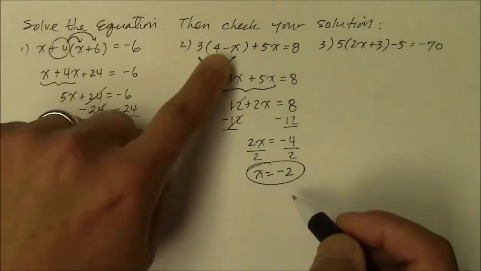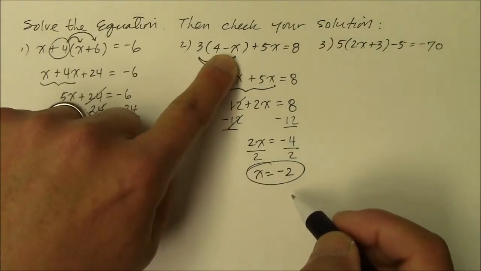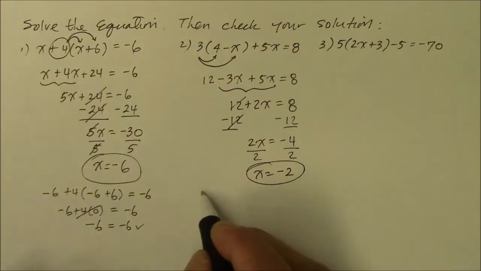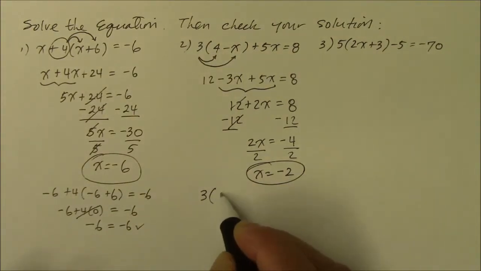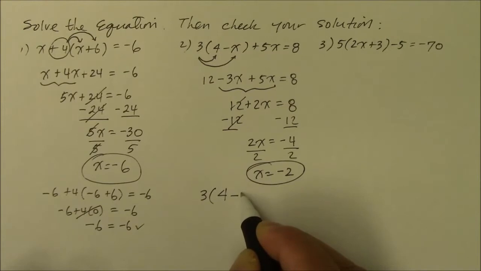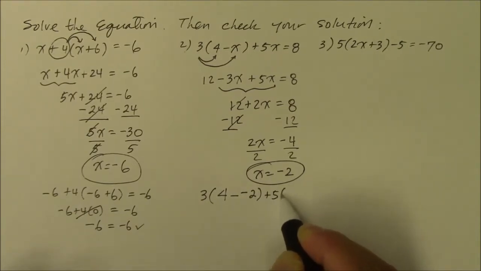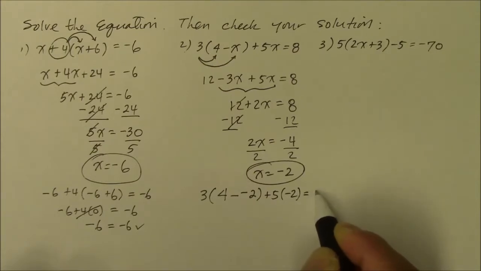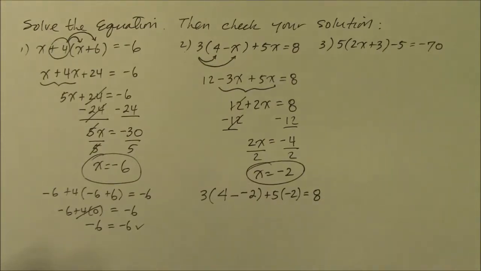To check it, I'm going to put a negative 2 in here, being very careful with the negative sign. Look at this. We go, that's like, think 3 times 4 minus negative 2. You see that? Plus 5 times negative 2. I hope they come out to equal 8. 4 times negative 2 is like saying 4 plus 2. Negative, negative becomes positive.